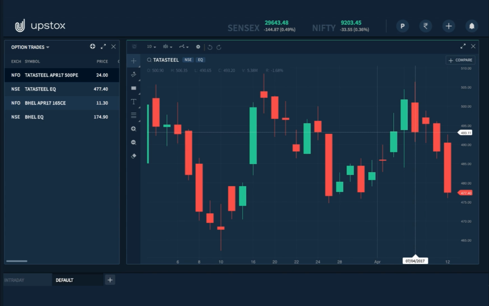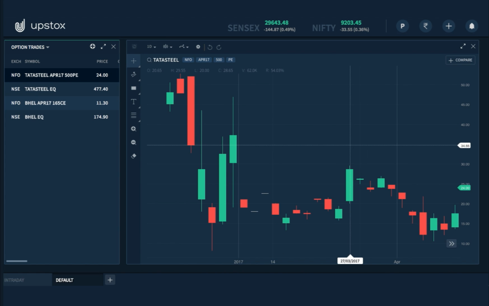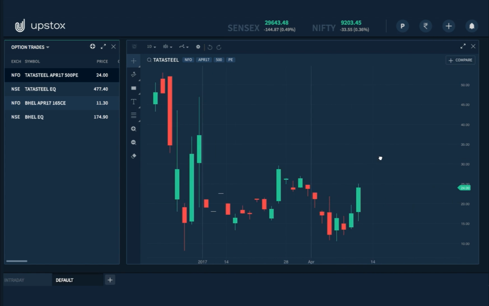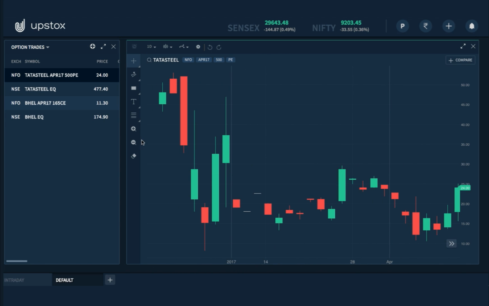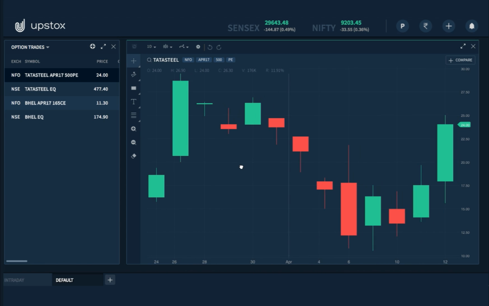So let's see the close of this bar. It's at 493. What we're going to look for is Tata Steel April 500 PE. That's decent. It's close by. You can also look for 495. I've selected 500 for this example. Let me see the date. It's 7th April. Let me drag this here. 7th April is right here. So let me zoom in and open 7th April.